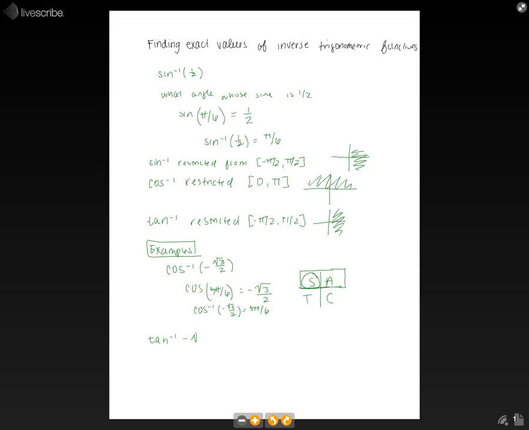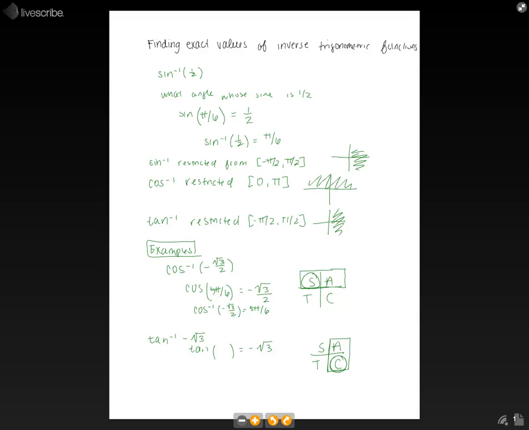So let's try the inverse tangent of negative square root of 3. So we're looking for the tangent of what gives us negative square root of 3. So let's again figure out what quadrant we have to be in. So for tangent, we're restricted to the first and fourth quadrant, so we must be in the fourth quadrant where tangent is negative.